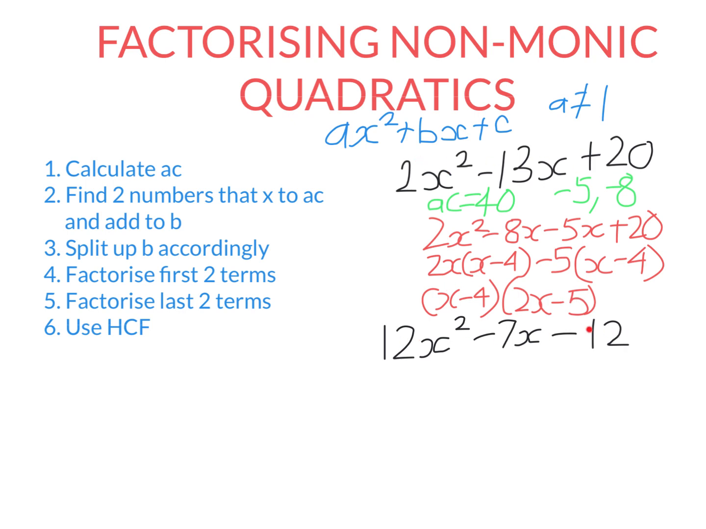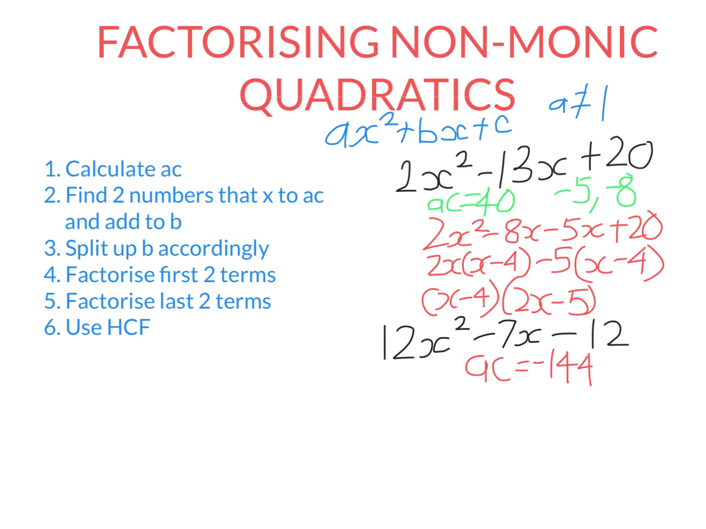All right, let's try another example. Let's look at this one here. 12x squared minus 7x minus 12. So the first step is to calculate AC. So 12 times negative 12 is negative 144. So now we need to find 2 numbers that multiply to negative 144 and add to negative 7. So it's not an easy thing to do.